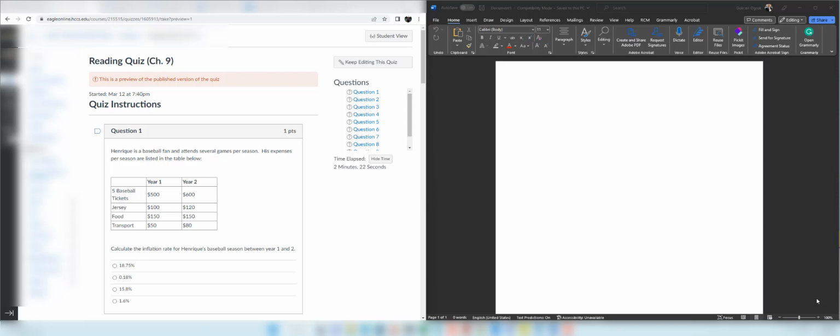Hello everyone, in this video I'm going to solve questions in your reading quiz chapter 9. Let's start with the first question. Henrik is a baseball fan and attends several games per season. His expenses per season are listed in the table below.